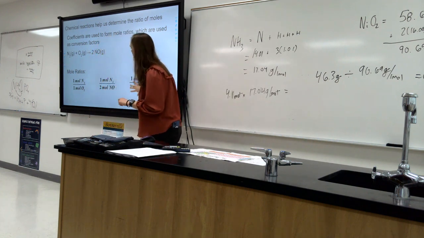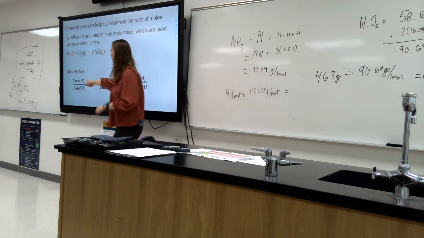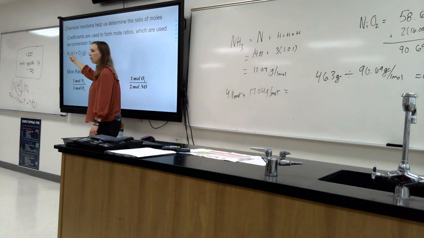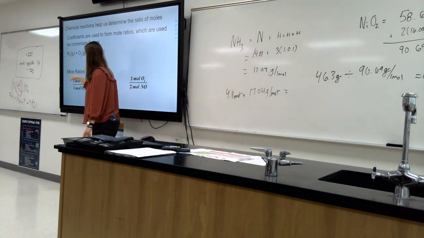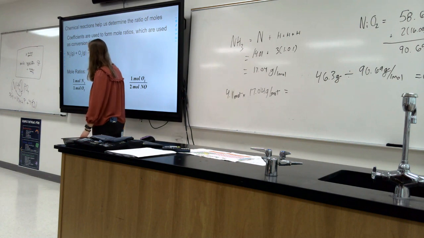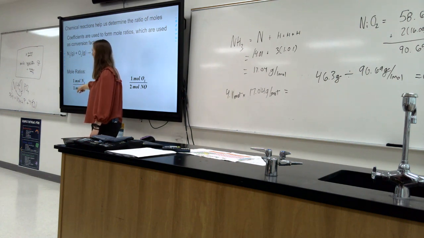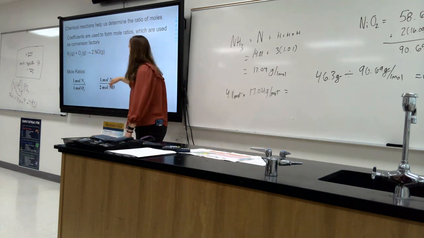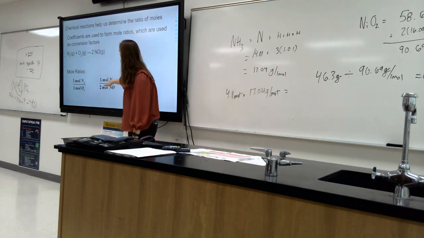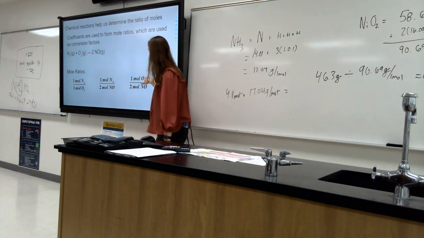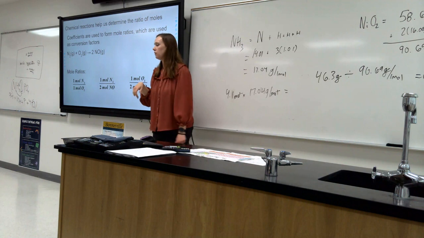So what we're going to use is these mole ratios. These numbers are coming straight from the coefficient, the number in the front, in our balanced chemical equation. So if I have 1 mole of N2, I need 1 mole of O2, 1 to 1. This ratio is 1 mole of N2 for 2 moles of NO. Or 1 mole of O2 for 2 moles of NO.